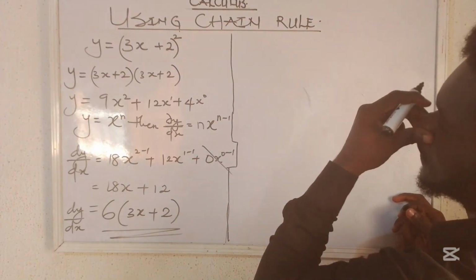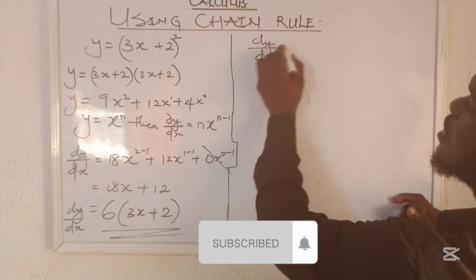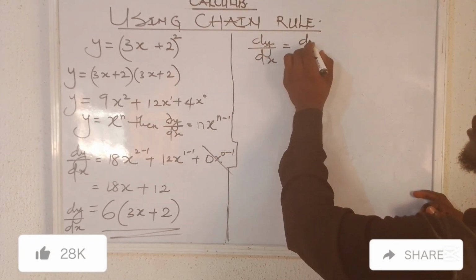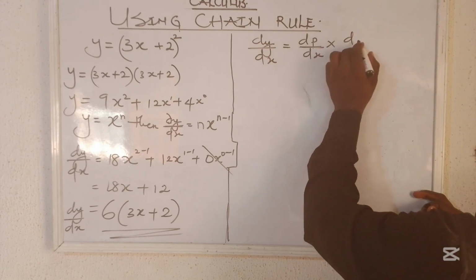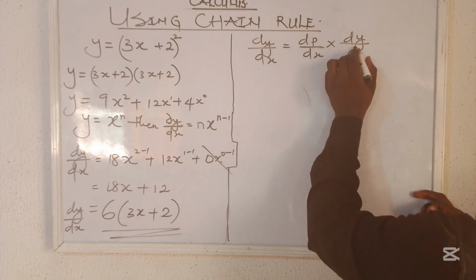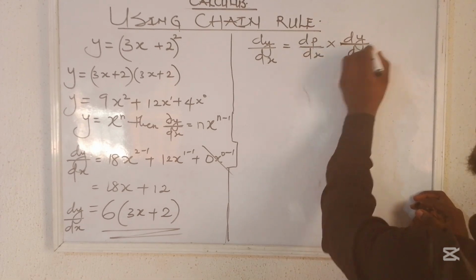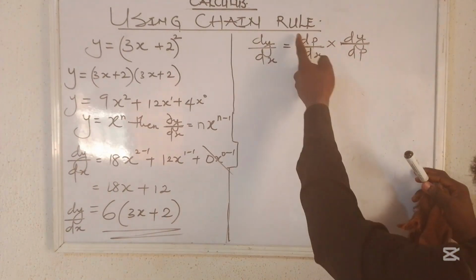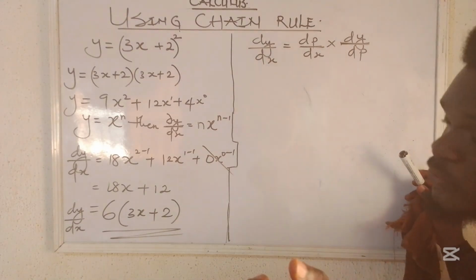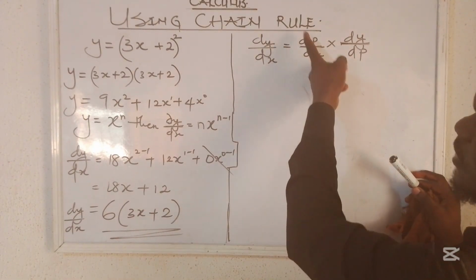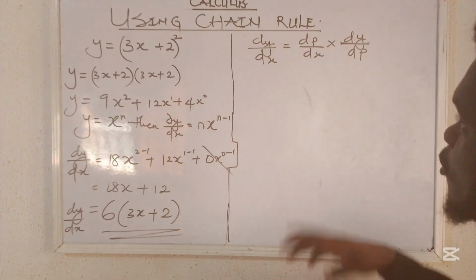Now, one thing about the chain rule is, the formula for chain rule is that dy dx must be equal to dp dx times dy dp. Another way I look at this is that I just look at dp as a fraction, so the dp cancels out. It doesn't work that way anyway, but that is an algorithm or a mnemonic that I always use to remember the formula so I don't mix them up.